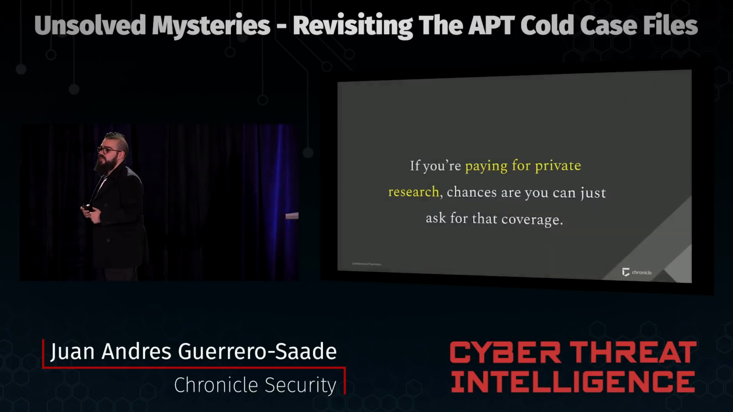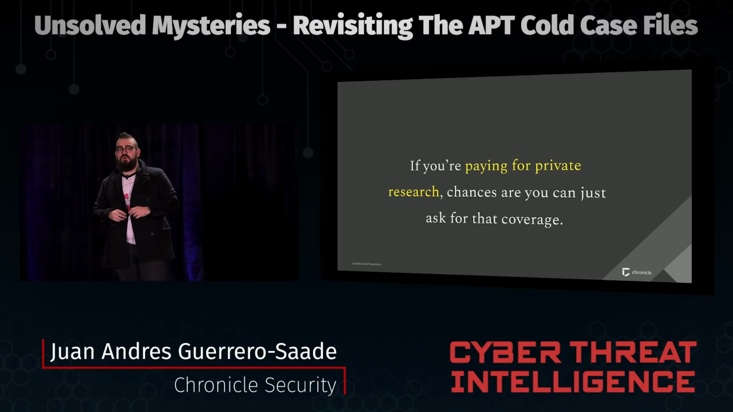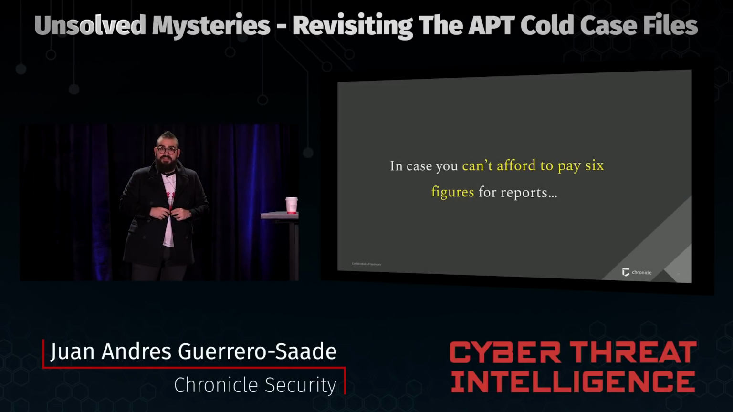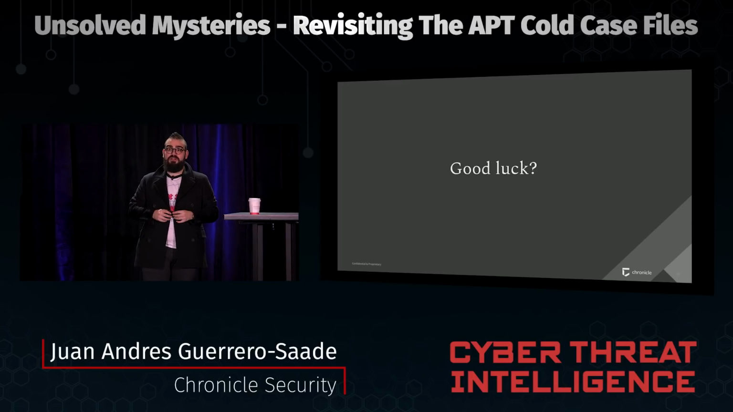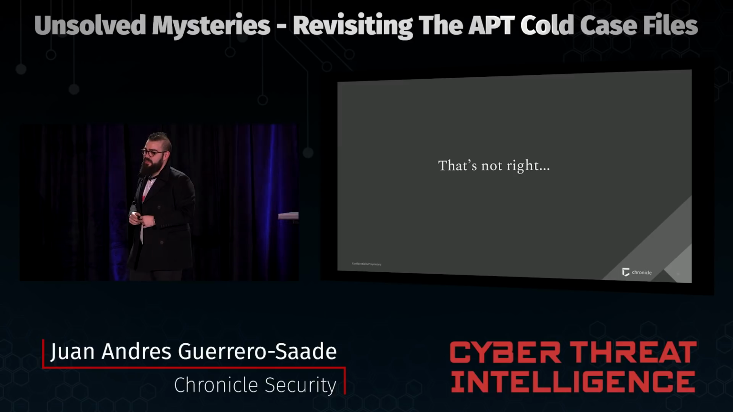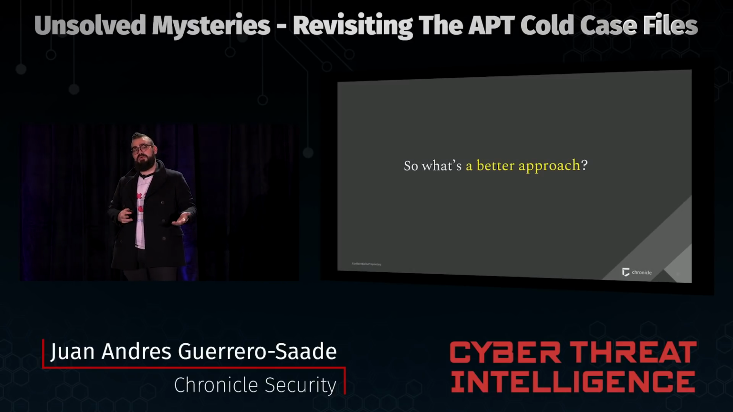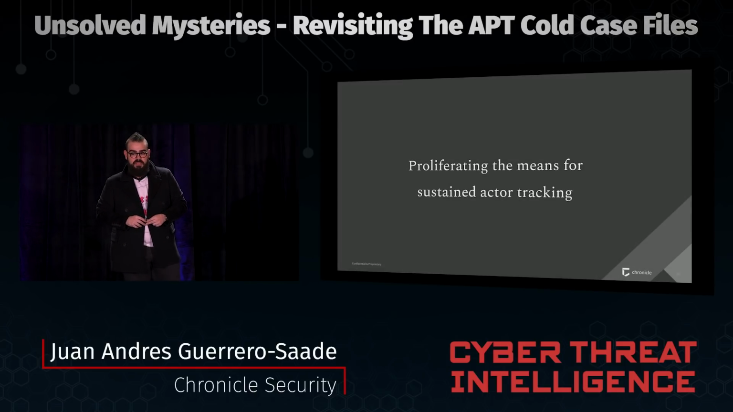The truth is that if you have six figures that you can use to pay for private reporting, then you can always ask for a certain amount of coverage. That said, if you can't afford that, you're kind of on your own. And that doesn't really sound right to me. That's not really how we should go about some of this stuff. But it's not enough to complain about it. So what's a better approach that we can take for this sort of thing?